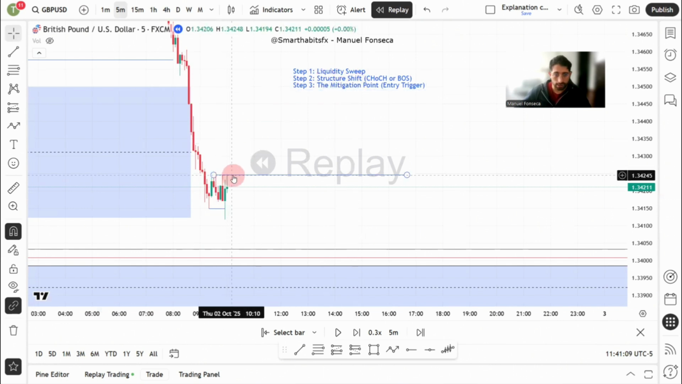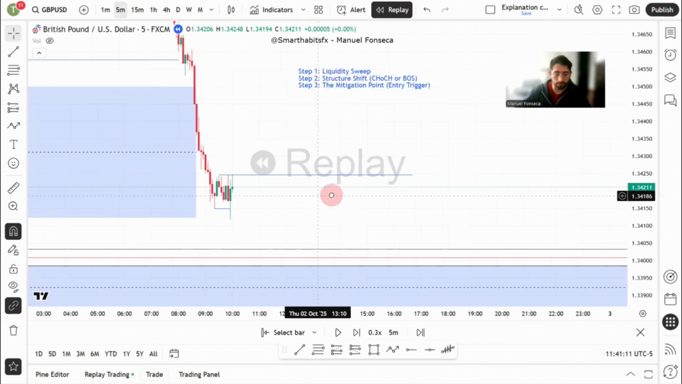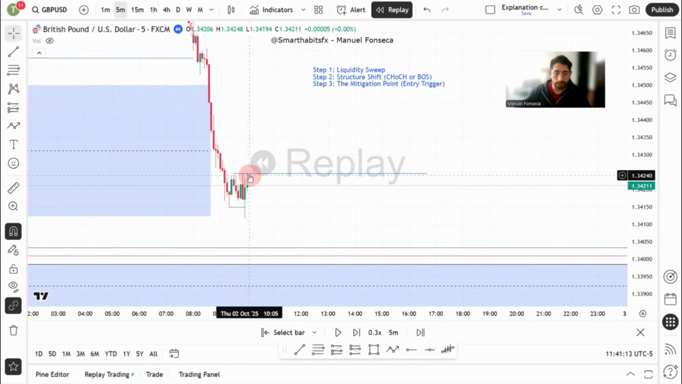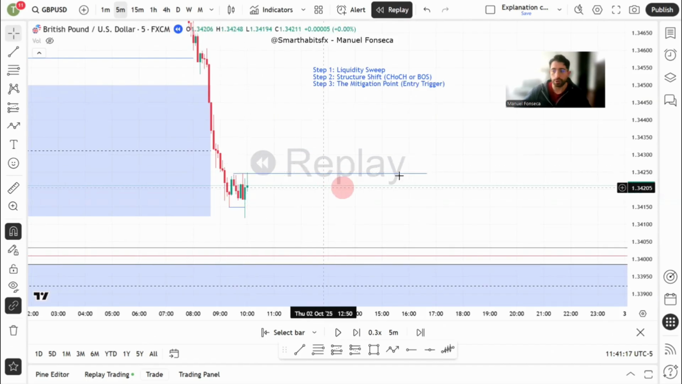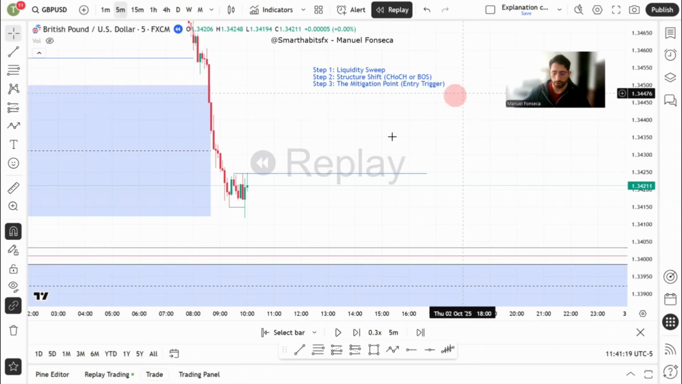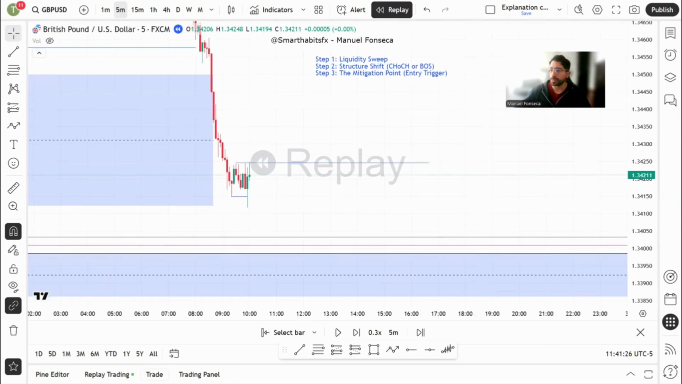Here is a structure shift? Not yet. As I told you before, the price sometimes makes this. This will be considered a change of character. But remember, we do not follow change of character. We follow breaks of structure. Right now, let's see what else is happening here.